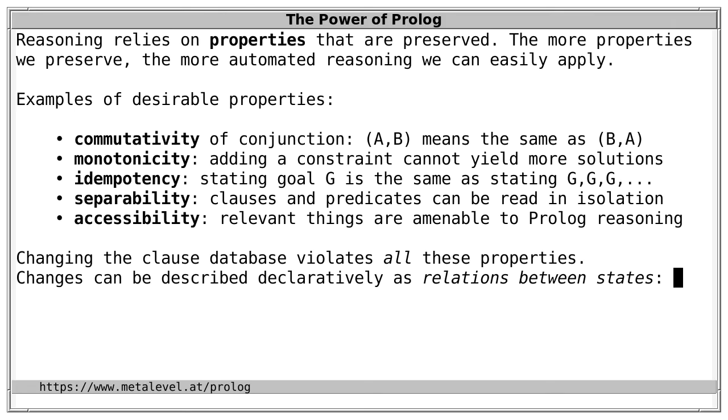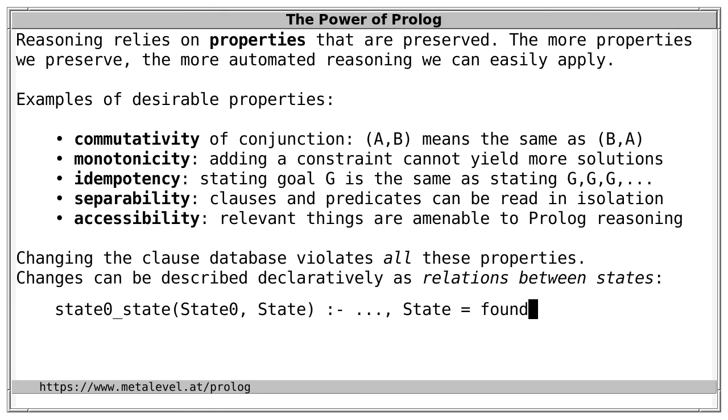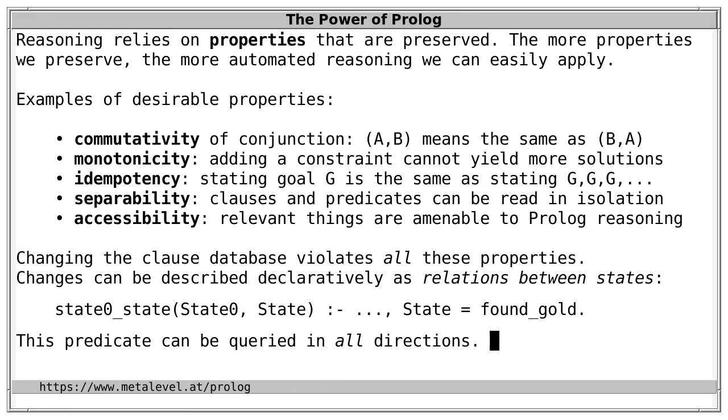Instead, we describe changes declaratively as relations between states. For instance, in our example agent, we could have a predicate state0_state where we relate the current state, state0, to the next state if something holds. And depending on the situation, one of the next states could, for example, be that the agent has found gold. And now we have the advantage that we can query this predicate in all directions. We can, for example, ask, what are possible states in which we can find gold? Or, for example, which state transitions are possible at all?